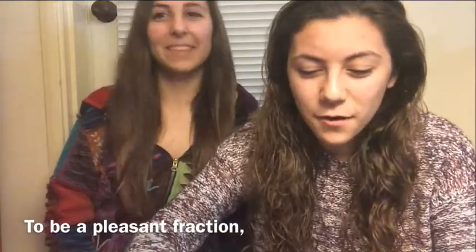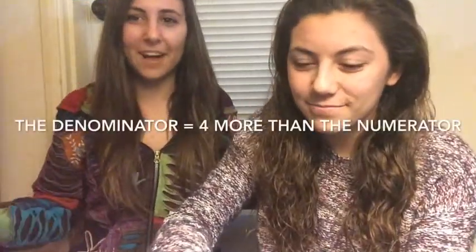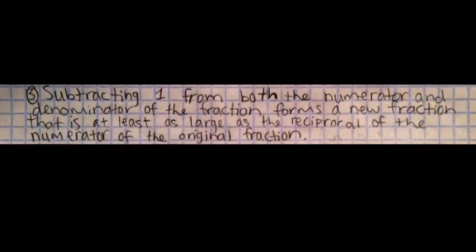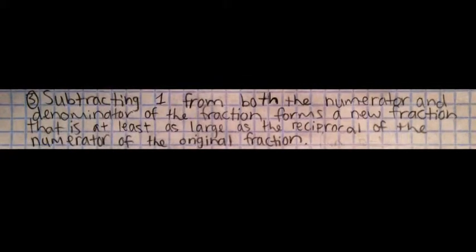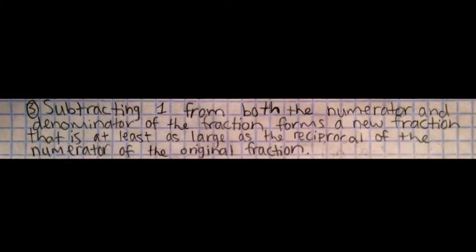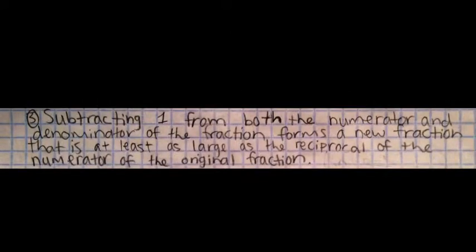So, to be a pleasant fraction, a fraction must be greater than 0. The denominator of the fraction is 4 more than the numerator. And subtracting 1 from both the numerator and denominator of the fraction forms a new fraction that is at least as large as the reciprocal of the numerator of the original fraction. Yay!